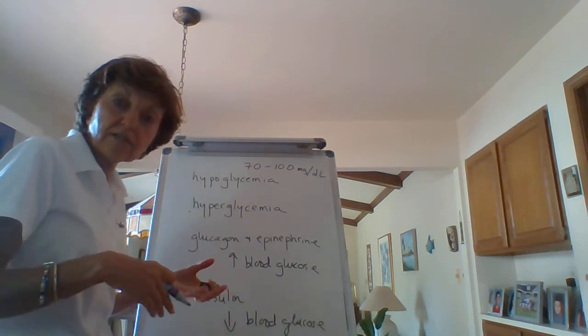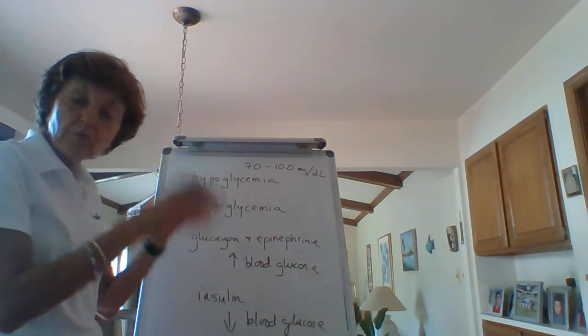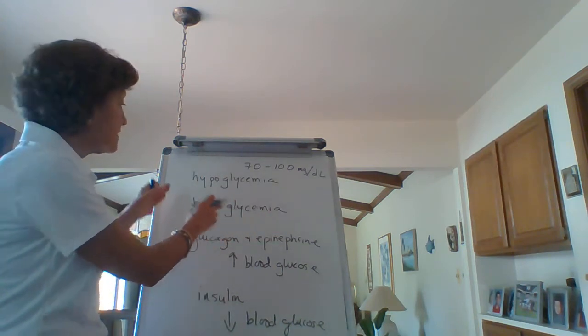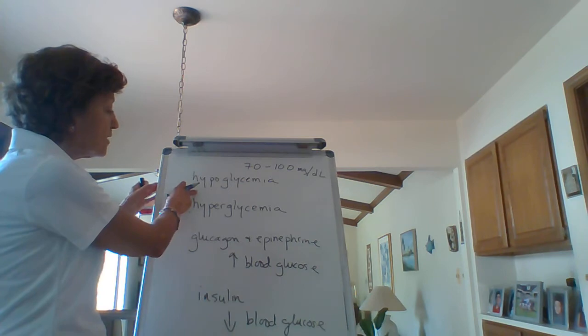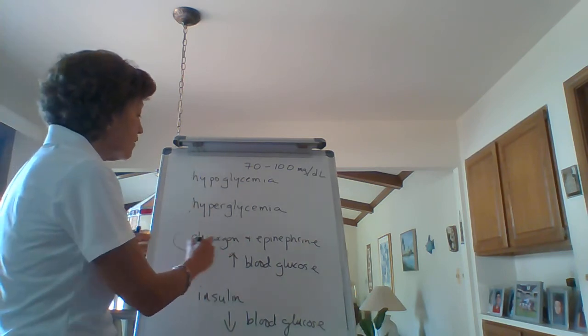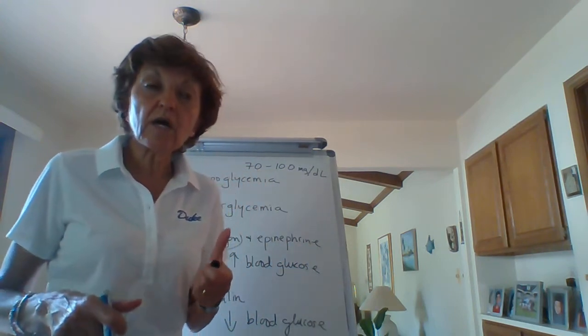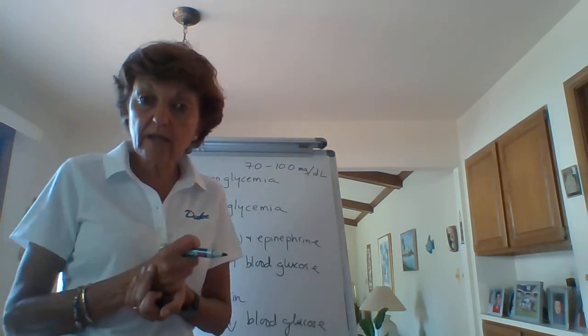So what will prevent hyperglycemia? You got to have the insulin produced. It has to go bind to the receptors and allow the glucose to get into the cells. What will help prevent hypoglycemia? Glucagon. The hormone glucagon elevates blood glucose levels. Glucagon will target the liver.